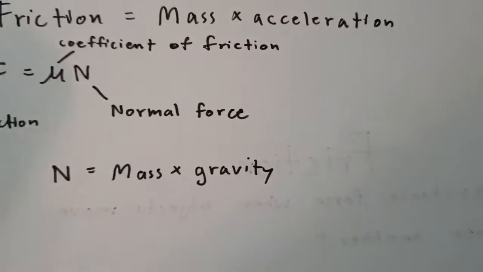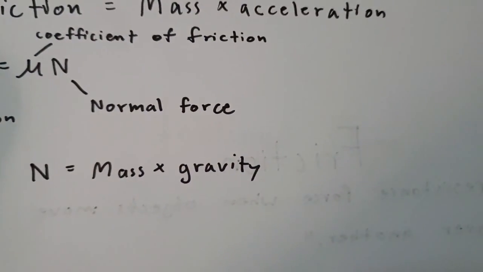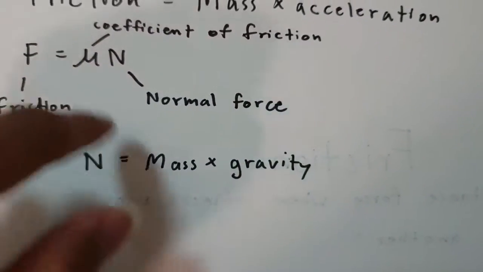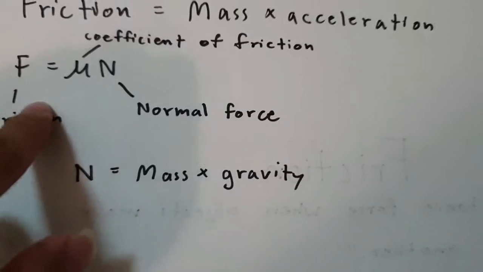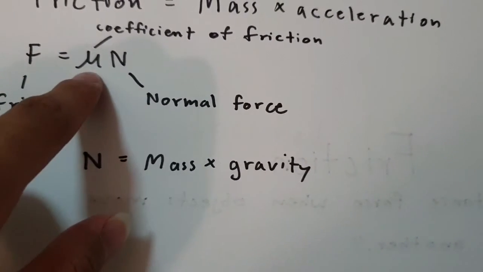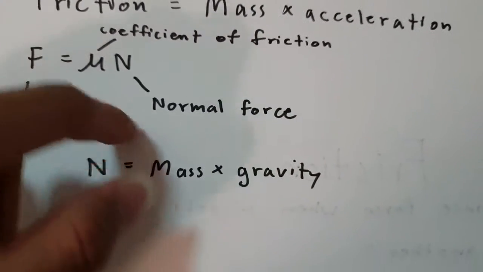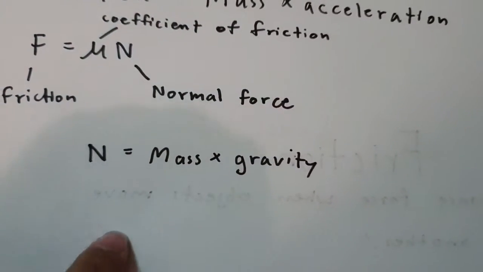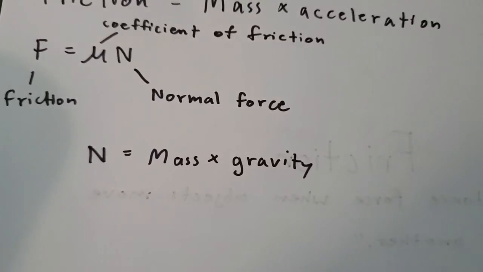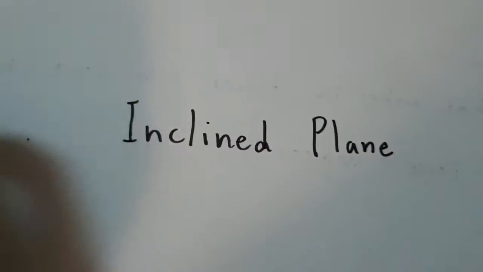The formula for friction would be mass times acceleration, and another formula would be force equals mu n, where mu is the coefficient of friction and n is the normal force. To find the normal force, it would be mass times gravity. Okay, so the last topic would be inclined plane.